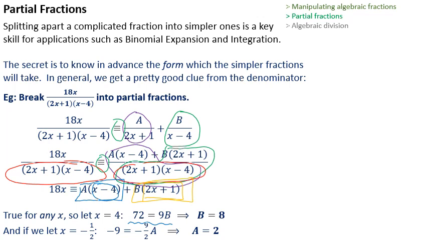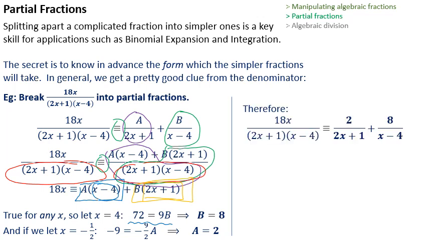The final step is just to go back to the top where we had our a and b, the original identity, and replace them with 2 and 8. And we know now that the original fraction that we had can be split apart into those two separate simpler fractions.